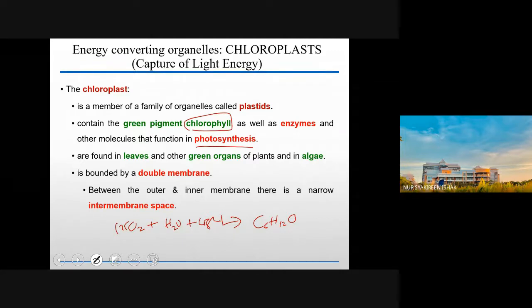Okay, so dia bukan sesimpel this equation. Okay, kejap. So photosynthesis is actually, it involves a series of many reactions, and these reactions are catalyzed by enzymes, okay, that are found in the chloroplast. So that's why chloroplast also contains ribosomes.